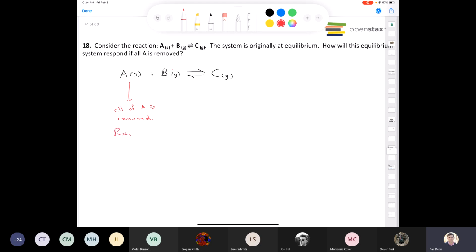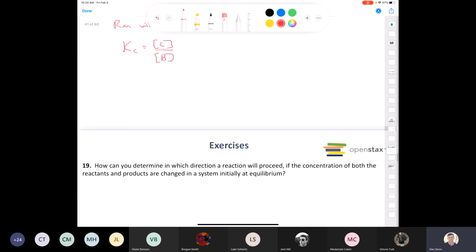So reaction will shift to left, but it's not going to affect the equilibrium constant, right? So that's what one of my students wrote, and you're absolutely right, because the Kc would just be the concentration of C over the concentration of B. But we're talking about Le Chatelier's principle, right? Anyhow, let's try another one here.